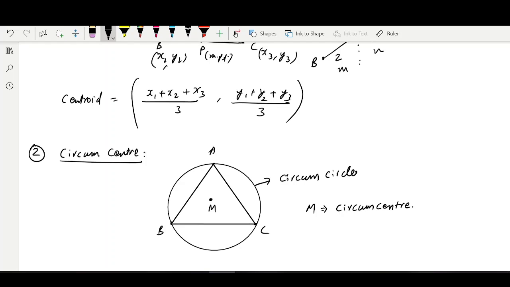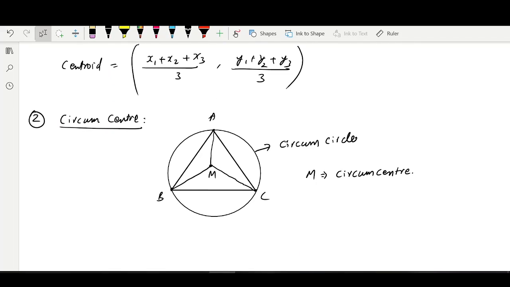Okay, so circumcenter is at equal distances from all the vertices. AM is equal to BM. As you can see, AM is the radius of the circumcircle, BM is also the radius of the circumcircle, CM is also the radius of the circumcircle. So AM is equal to BM is equal to CM.